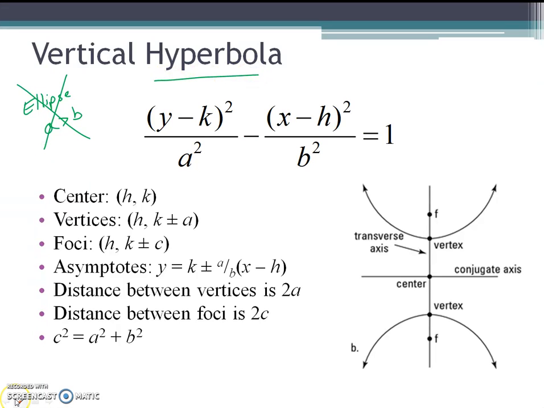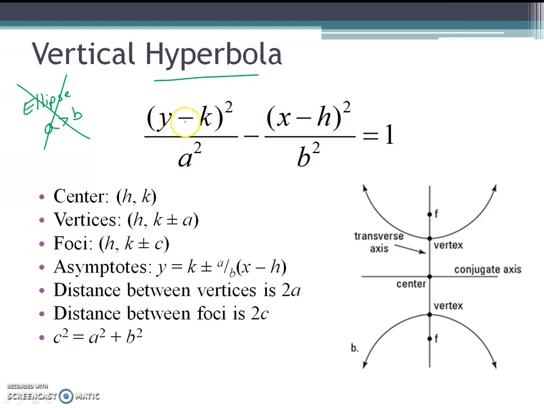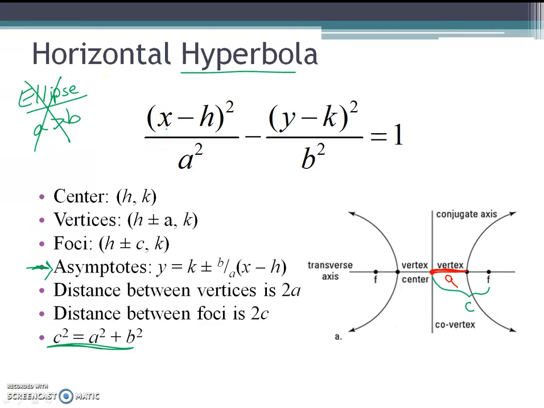Okay? So once again, in ellipses, a was bigger than b. That is not the case with hyperbolas. a is under the first, or positive, term. b is under the second, or negative, term. So the first term, the positive term, determines the orientation: if the y is first, it's vertical. If the x is first, it's horizontal.